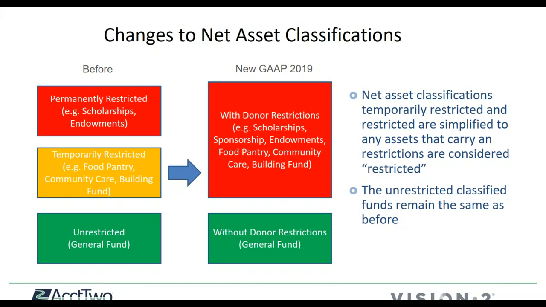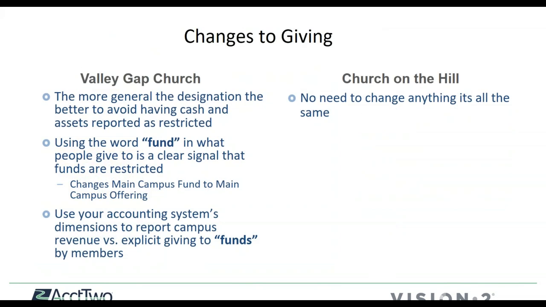It's still got the initial indication that the giver actually restricted those funds. So that's kind of the major shift in the change to net asset classifications. Next slide, Peter.